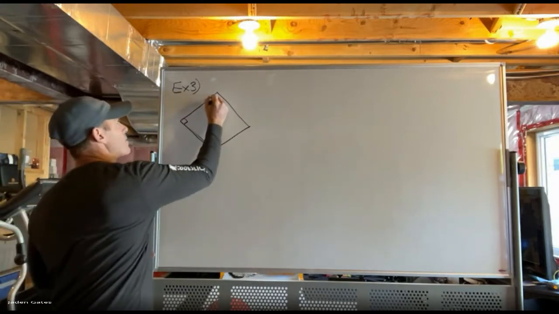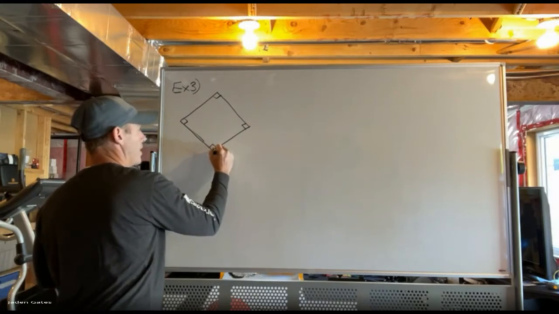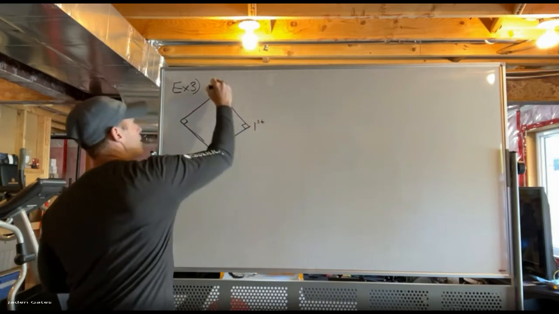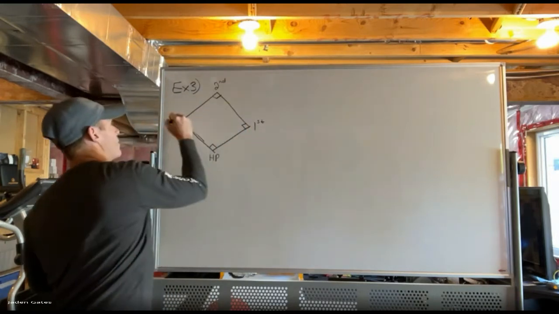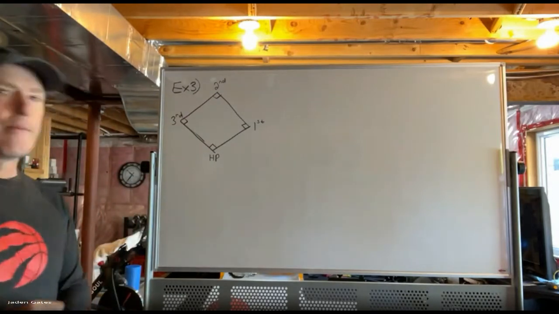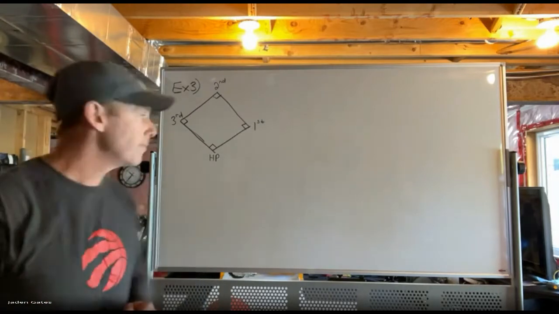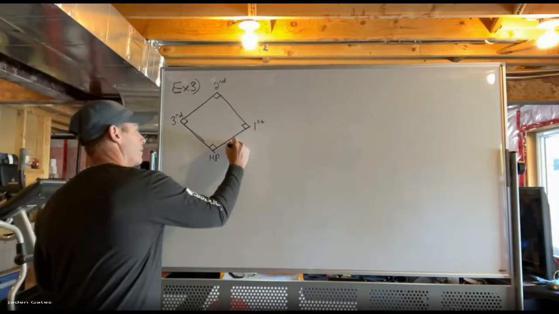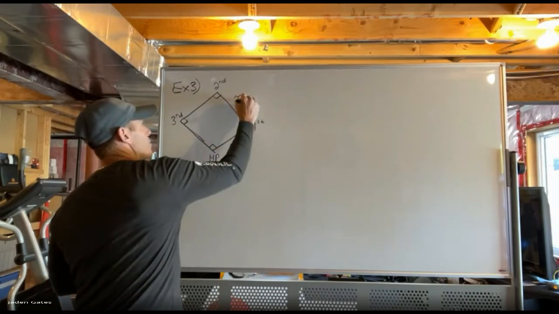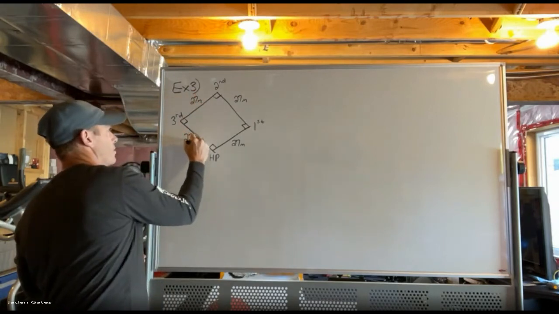All right, there's the base, there's the base, and we've got home plate here. So there's home plate, first base, second base, third, and home plate. Now, again, in this question, it says that each base is 27 meters apart. 27 meters, 27 meters, 27 meters, and 27 meters.